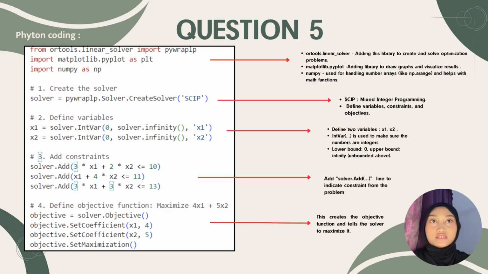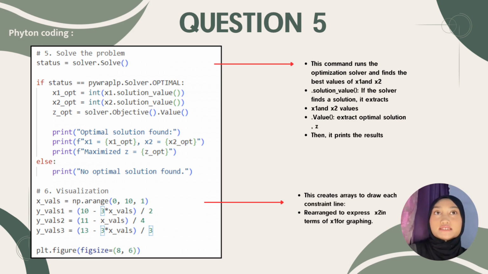And next, from line 17 to line 21, we define our objective function, which creates an objective function from the previous question and tells the solver to maximize it. Next, line 23 to line 35, we solve the problem, where we use the command that runs the optimization solver and finds the best values for x1 and x2. So we use dot solution_value. If the solver finds the solution, it extracts the x1 and x2 values. However, dot value in brackets is to extract the optimal solution z, and then it prints the results.